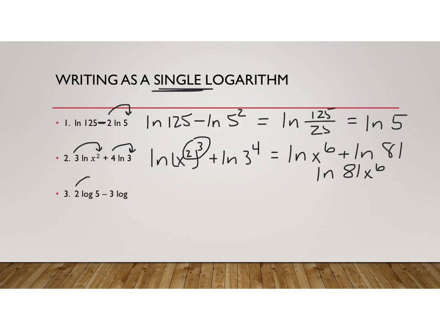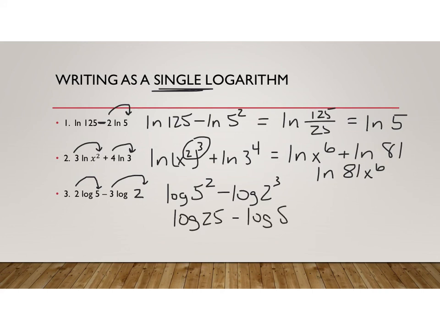In number 3, the number in front can be written as a power. And I'm missing something here. Let's put a 2 in there. So then this 3 would be raised to the power. So now I've got the log of 5 to the 2nd power minus the log of 2 to the 3rd power. So it's the log of 25 minus the log of 8.